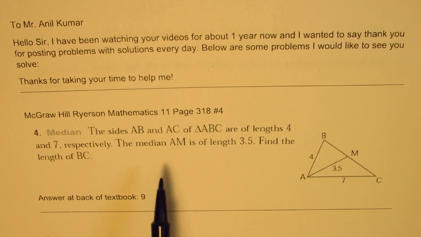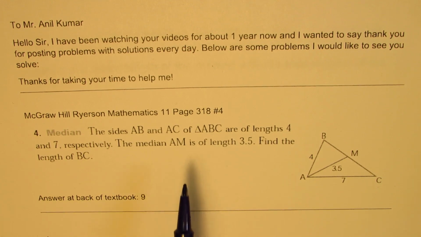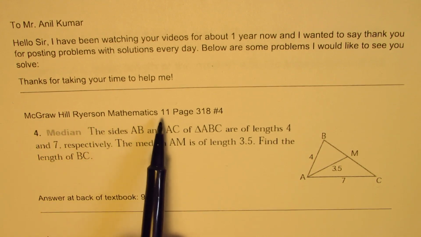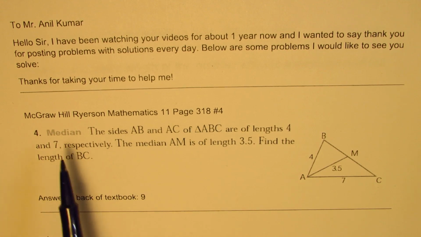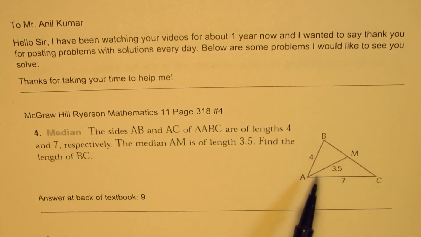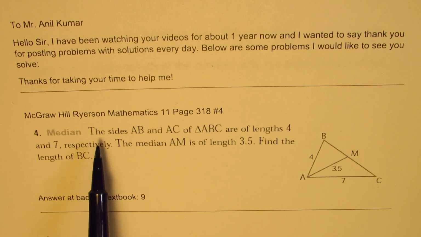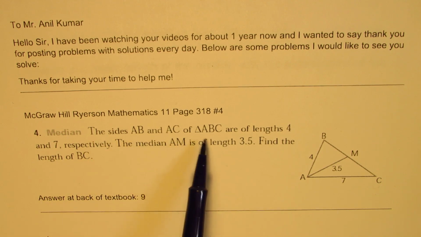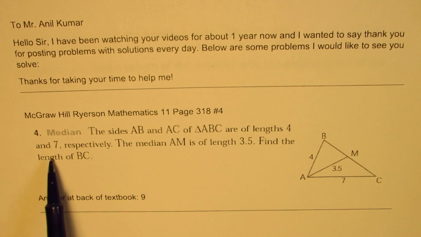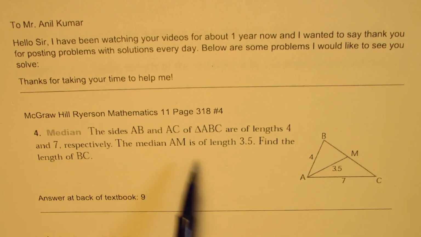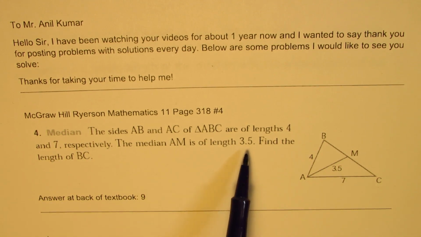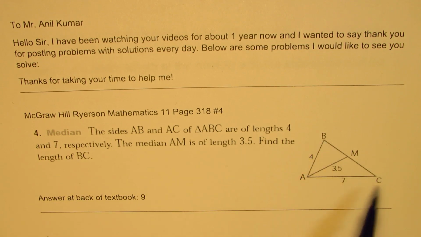Here is one of the best questions, which none of my students has ever solved in their first attempt. It is from the grade 11 textbook, page 318, question number 4, relating the median with the sides of a triangle. The question is: the sides AB and AC of triangle ABC are of lengths 4 and 7 respectively. The median AM is of length 3.5. Find the length BC. Now there is a formula which relates them all. We'll actually derive this formula in this video.